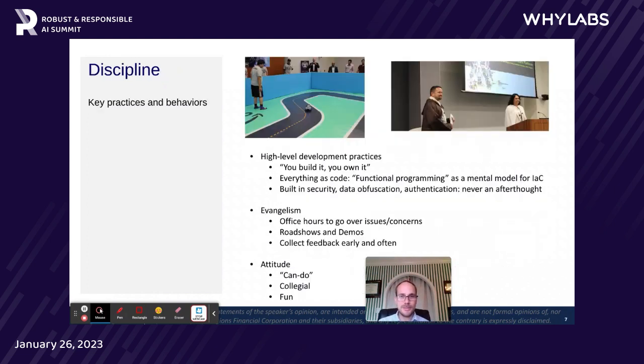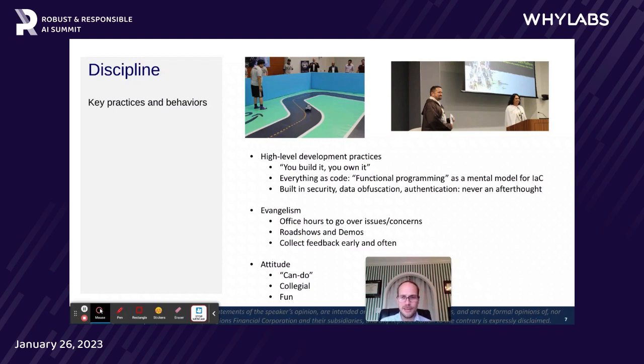Finally, talking about discipline, these practices and behaviors that we really want to instill. First, some high-level developmental practices. We want to have a very strong sense of ownership. If you write some code, you better be willing to maintain that code. And for the sake of your future self, you should be able to write testable, maintainable, clean code. I mentioned already functional programming as a mental model for infrastructure as code, really leaning into that. Everything is code. Have everything that is needed for deployment in a single environment.